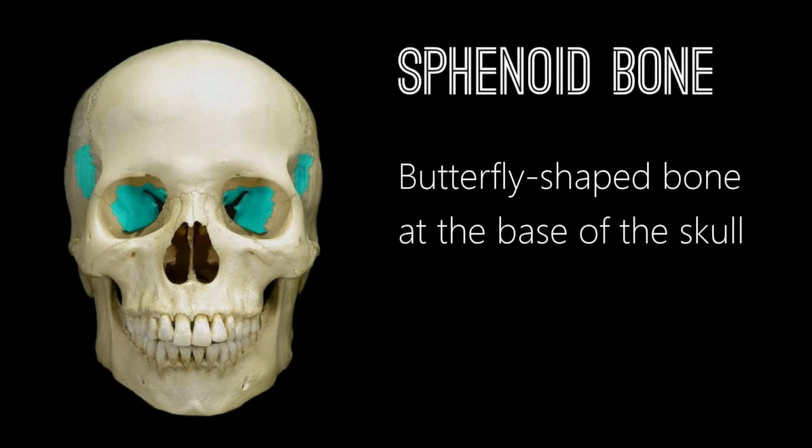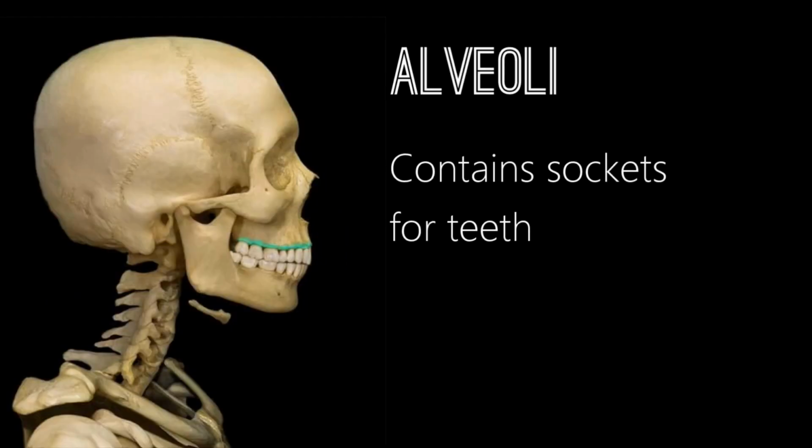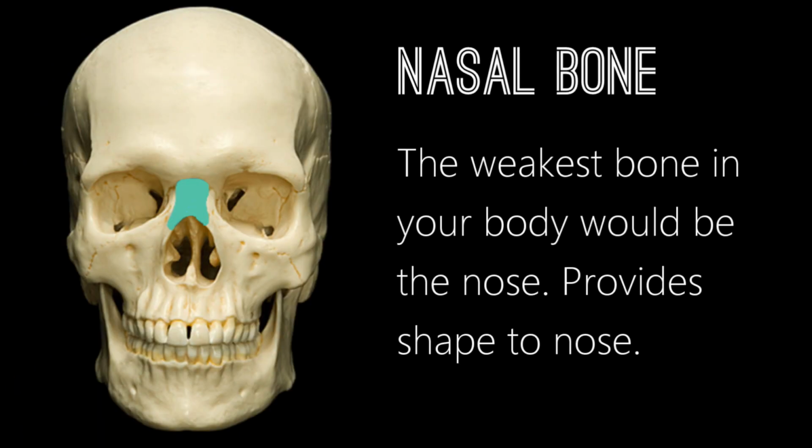Sphenoid bone: butterfly-shaped bone at the base of the skull. Supraorbital notches: located above the eye socket. Alveoli: contains sockets for teeth. Nasal bone: the weakest bone in your body would be the nose. It provides shape to the nose.